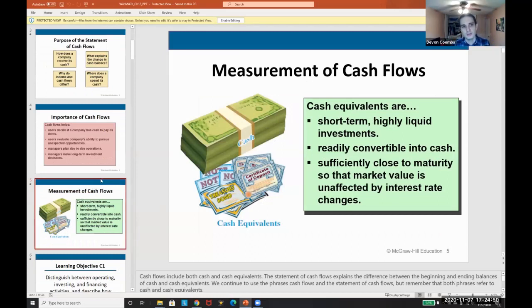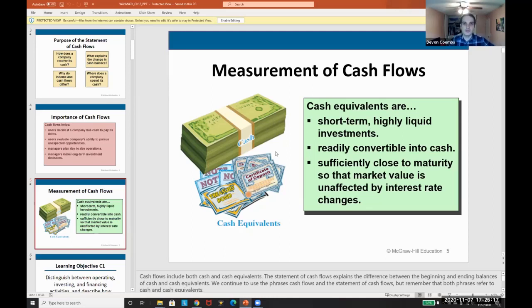So what are cash flows? When we're talking about the statement of cash flows, we're actually talking about cash and cash equivalents. You'll see in financial statements, cash and cash equivalents. Cash is cash, right? Cash is dollars, USD, GBP, the pound, money that you can trade for goods instantly. That's cash. But there's also this idea of cash equivalents.